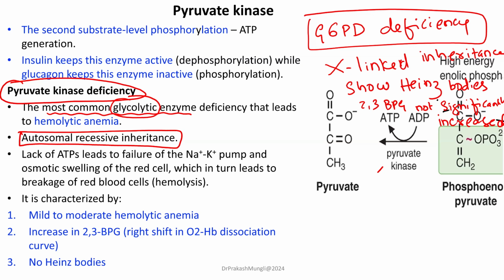Like that. If you answer otherwise, go for X-linked G6PD. If only males are affected, females are fine, hinge bodies are present, there is no significant rise in 2,3-BPG, and hemolytic anemia is there, that's G6PD. So this is how it will help you in differentiating between two conditions. So make sure you know that part as well. So that's about pyruvate kinase deficiency.